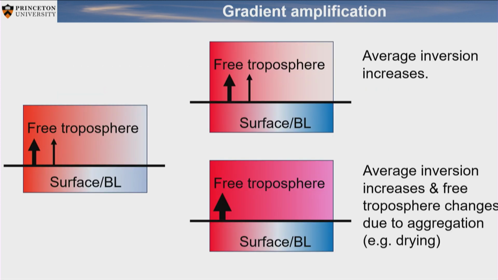Now you can ask what happens if the gradient in the surface energy is increasing. One possibility is that we still have this exchange here, but now we obviously have a stronger inversion layer here. The second thing that could happen is that the exchange also responds to the change in what we might call the evenness or the variance of the surface energy conditions. One possibility is aggregation or contraction, where only over a smaller fraction of the domain you now have exchange, and it could have an impact on free tropospheric humidity, for example.